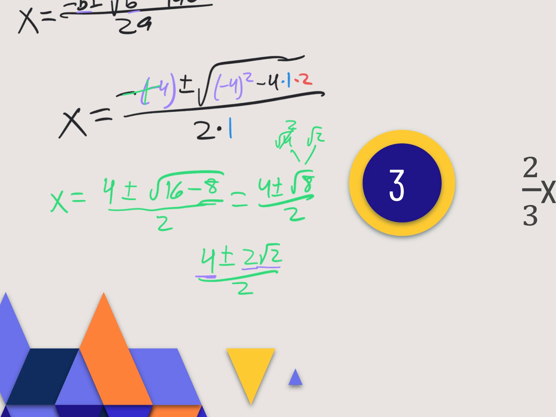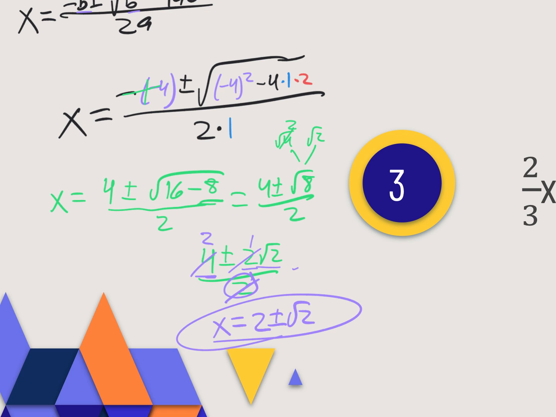Right? They should share a factor of 2. So if you take out a 2 from everything, you can cancel it out with this 2 on the bottom, right? So cancel out a 2 from everything. We should get a 2 and a 1 in front of this square root of 2, and then the 2 on the bottom goes away. All right, so we should get our answers as x equals 2 plus or minus the square root of 2, right, as our two answers.